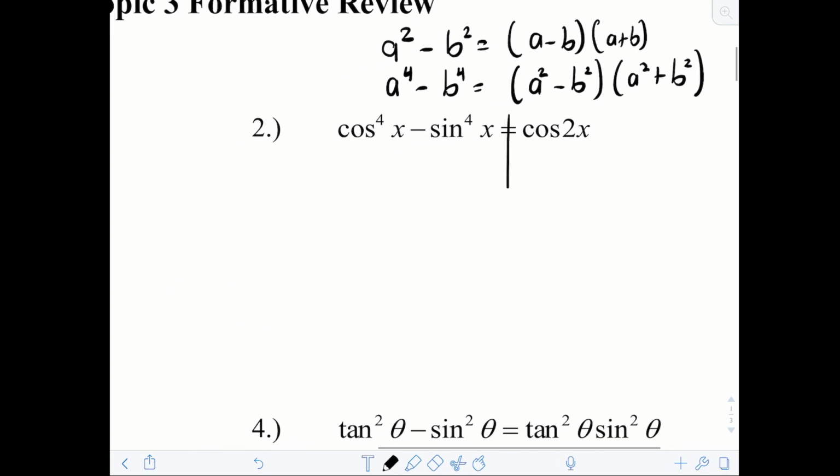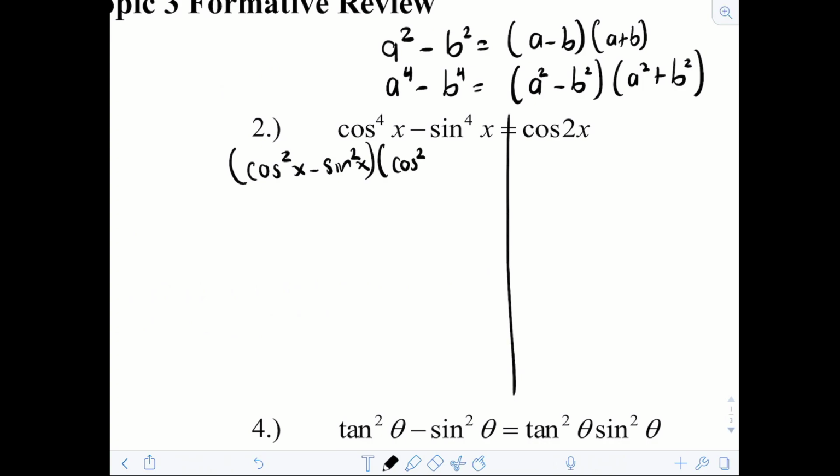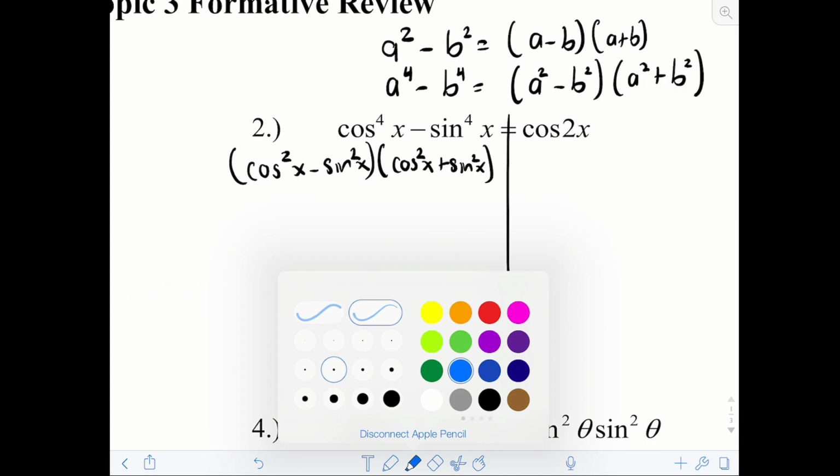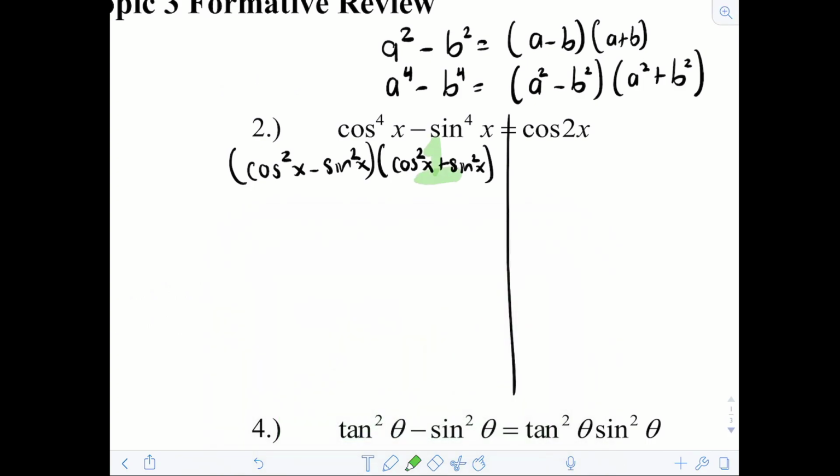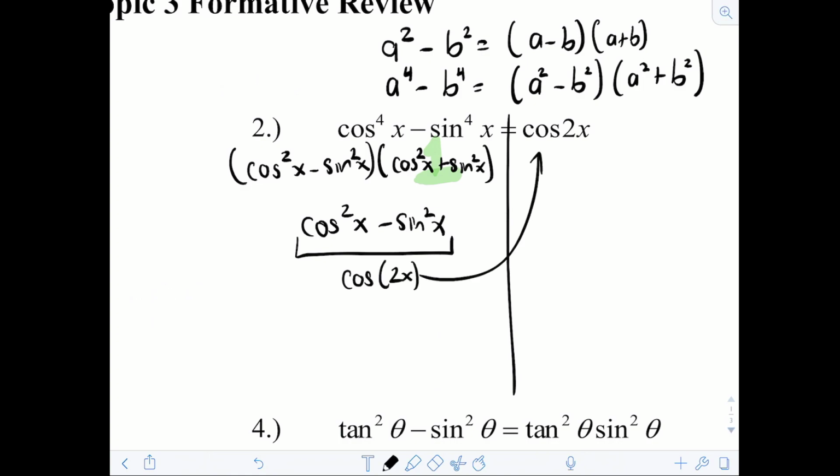So with that in mind, this is going to end up giving us cosine squared x minus sine squared x, and then cosine squared x plus sine squared x. This ends up turning into just 1. So the only thing that we're left with is cosine squared x minus sine squared x, and that can actually be rewritten as cosine 2x, which is the right-hand side.